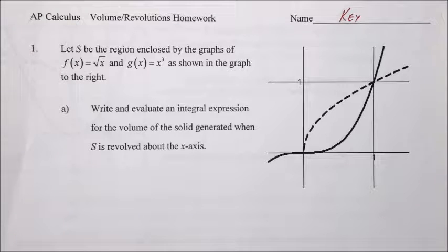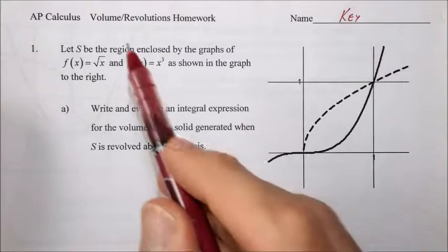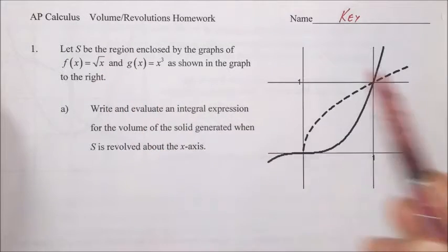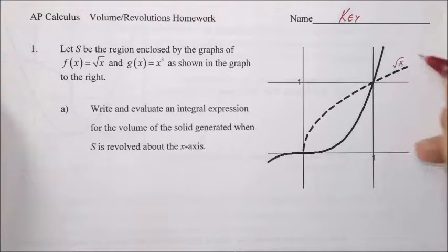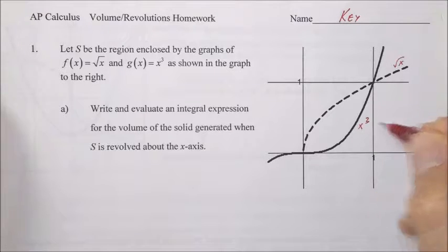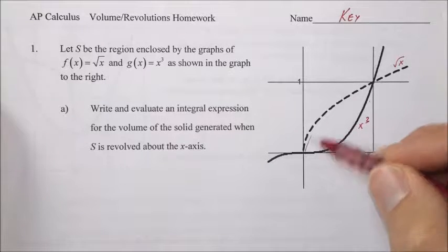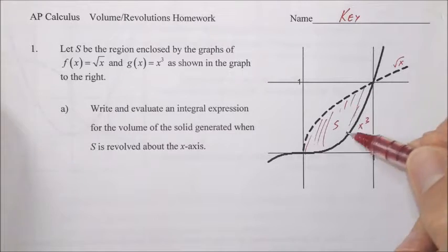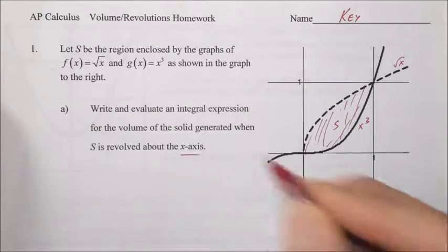Here's the key for the volume by revolutions homework. We have two functions, the square root of x and x cubed. Our square root of x is right here, and our x cubed is our solid curve. We have to write and evaluate an integral expression for the volume of the solid when S, which is right here, is revolved about the x-axis.